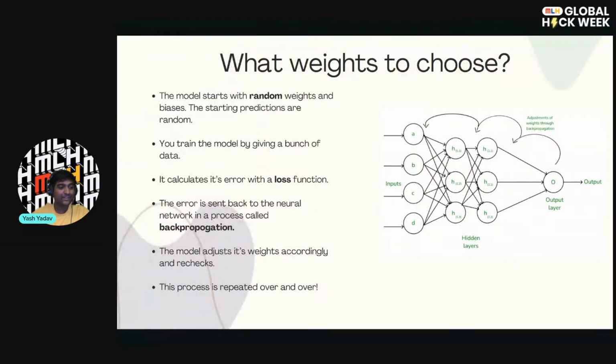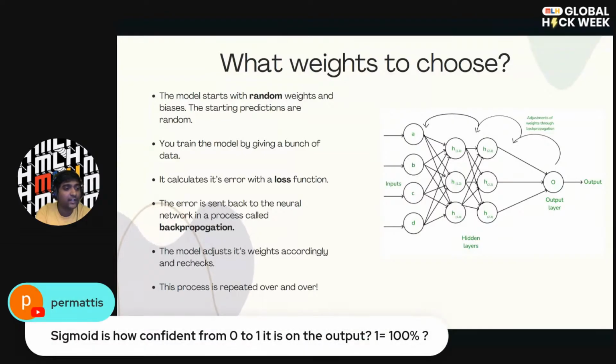Okay, are there any questions still here? I see a bit of questions. So sigmoid, Permatus asks again, sigmoid is how confident from 0 to 1 it is on the output, 1 is equal to 100%. Yes, that is probably a good way of thinking about it. 1 means the model is 100% confident. That's going to be the classification. And 0 means it's 0% confident. You can think of it that way.